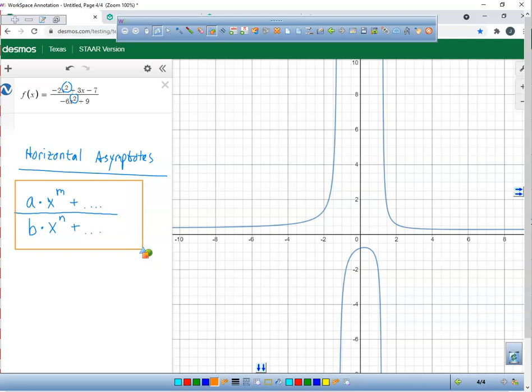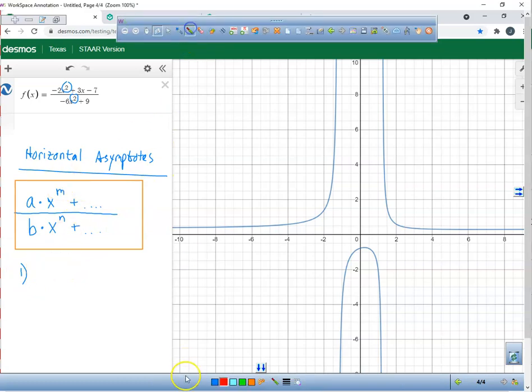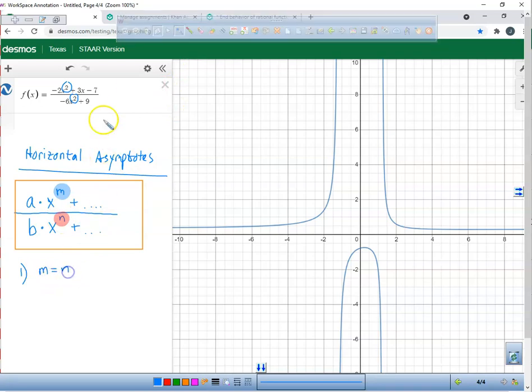Okay? So, rule number 1. If the m value and the n value are the same, so if m equals n, you see how these are the same? That's a 2 and that's a 2. Then the horizontal asymptote will be y equals a over b.